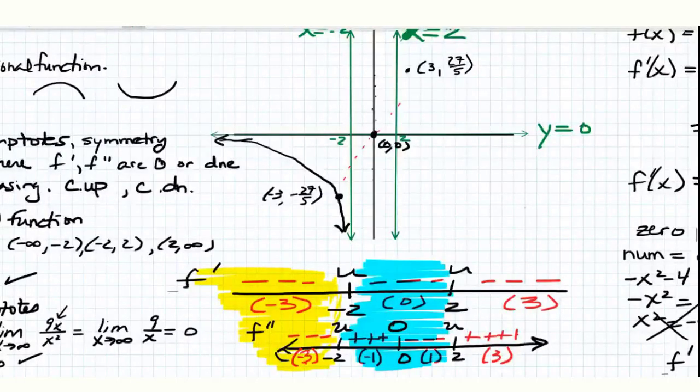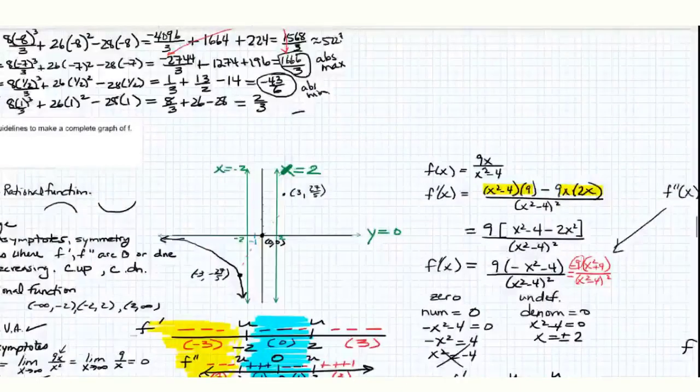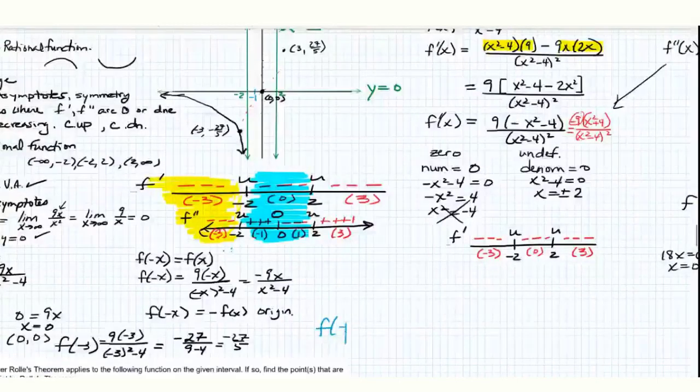All right, now let's look at the next piece and talk about what its shape would be like. So between -2 and 2, from -2 to 0, the graph is going to be decreasing and concave up. And if you're not sure where to start, go ahead and plot another point. Let's say we put in -1 to the function. f of -1 would be 9 times -1 over -1 squared minus 4. It's going to be -9 over -3, which would be 3.